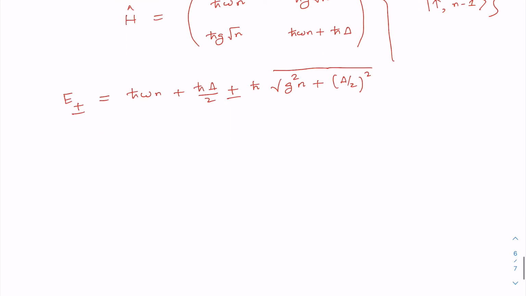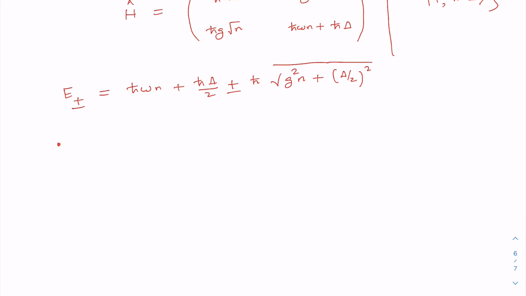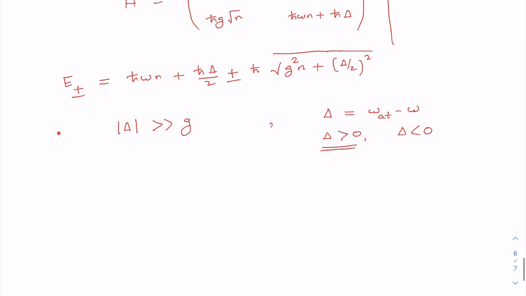Now let us assume, as we are considering the dispersive case, say the detuning is much greater than the coupling parameter. Remember that Δ is equal to ω_atom minus ω, so it can be greater than 0 or it can be less than 0, but for our calculational simplicity, we are going to consider Δ greater than 0.